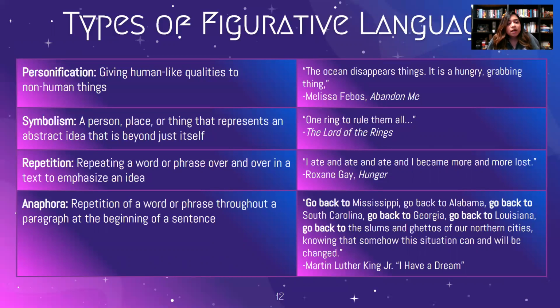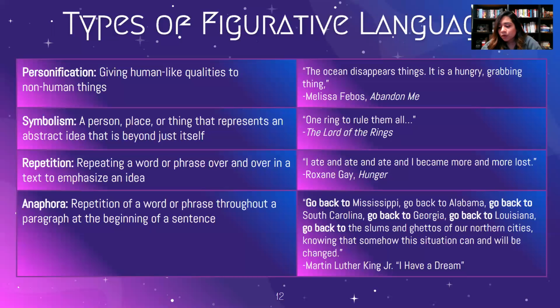The next one, we have repetition. So repetition, you guys already know this, is repeating a word or phrase over and over in a text to emphasize an idea. Now, this is something that I've been telling you since the beginning of the year. Every time you see the word repetition, we're going to say the word emphasize. So the repetition emphasizes something, right?